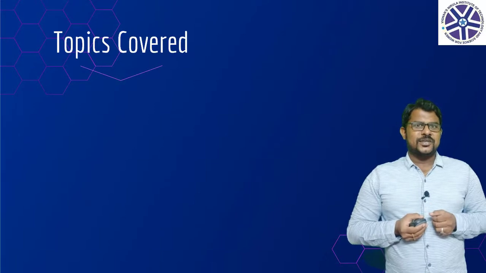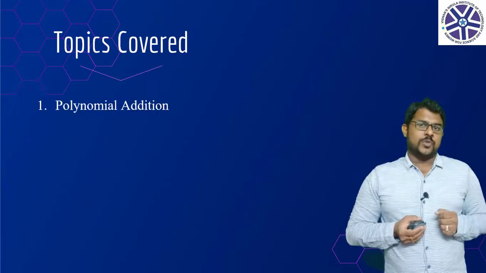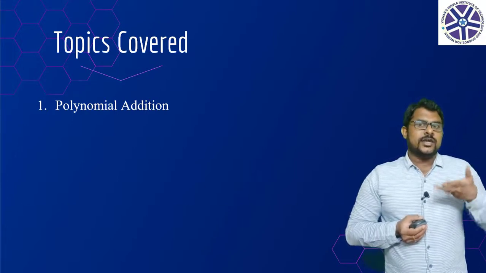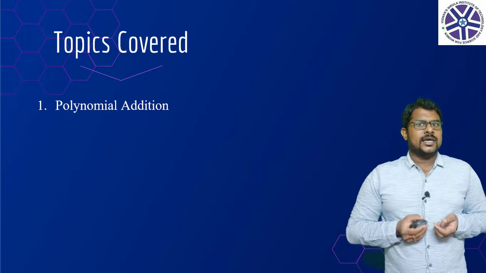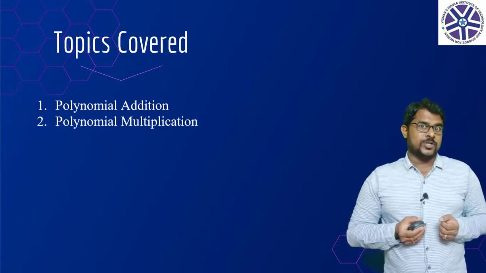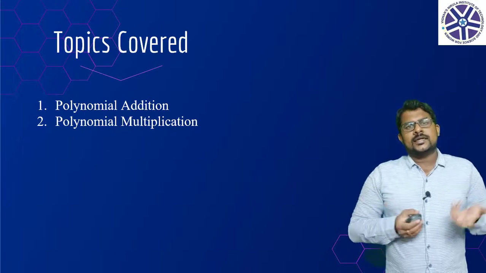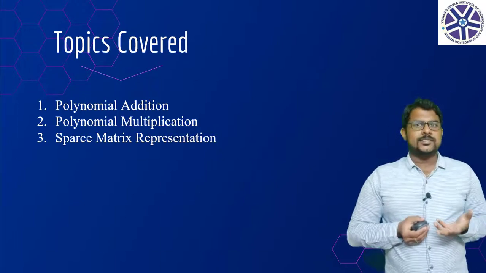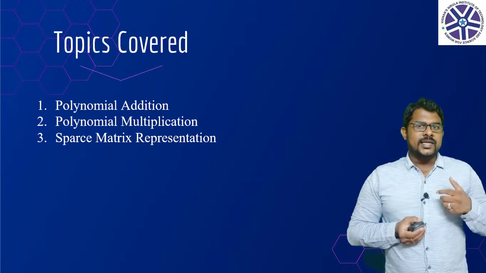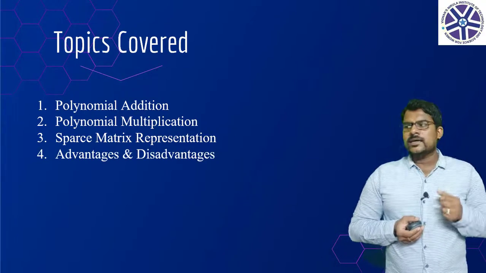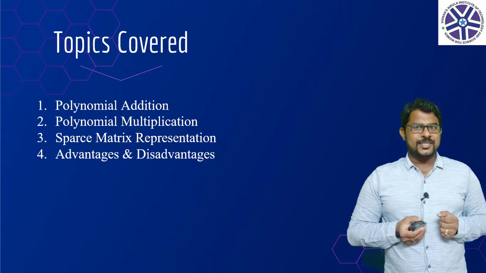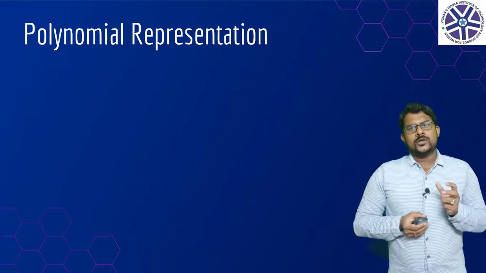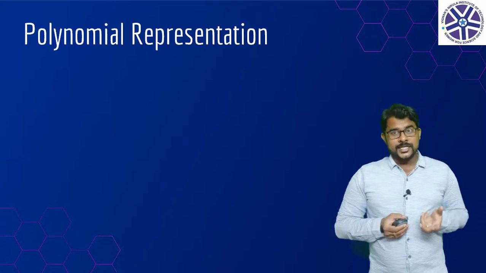Topics covered in this lecture. Here we first start with the addition of polynomials. We are going to take two polynomials and add them, and represent the same thing using linked list. And later we are going to see the multiplication of the polynomials, and after that we are going to see the sparse matrix, meaning we are going to represent the sparse matrix using linked list. And finally we are going to talk about the advantages and disadvantages that we have with the linked list.